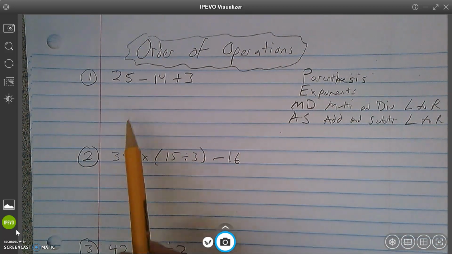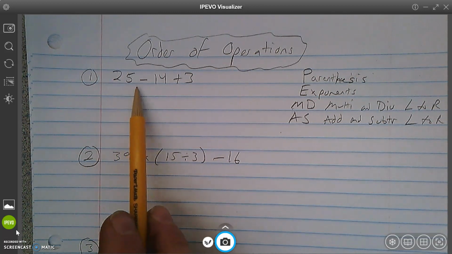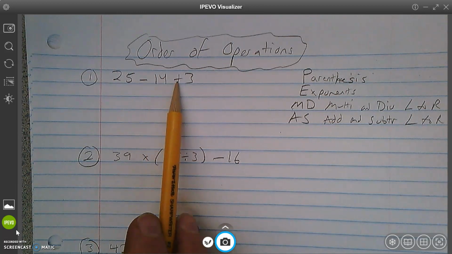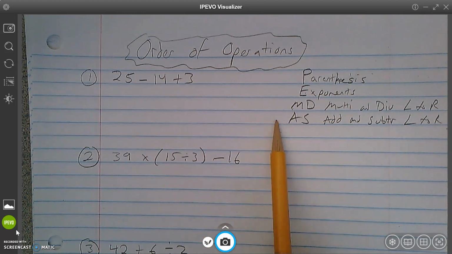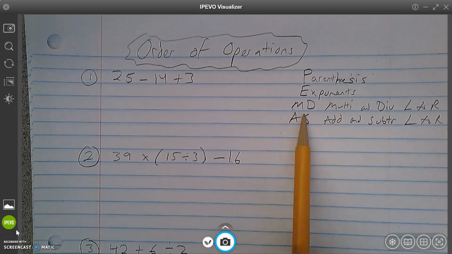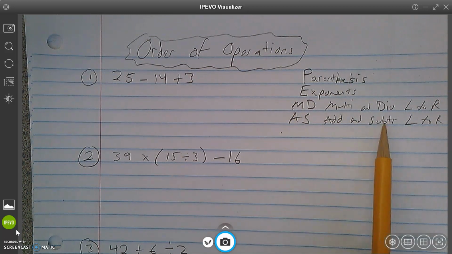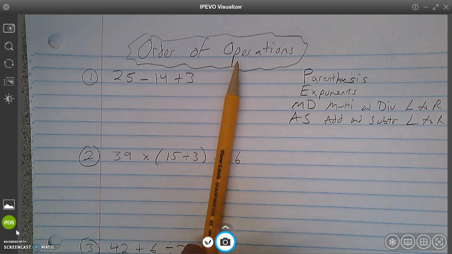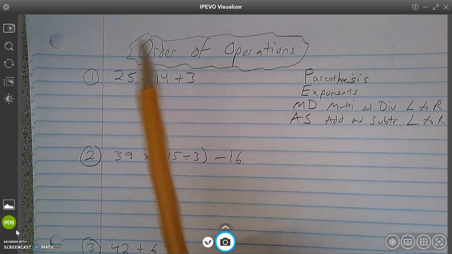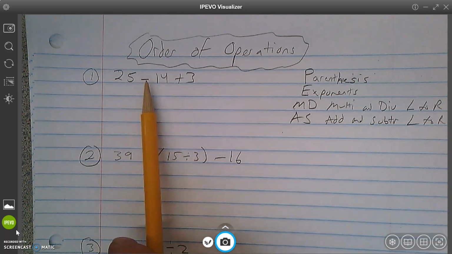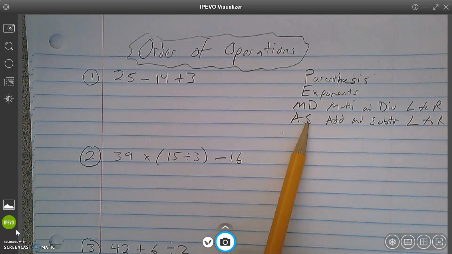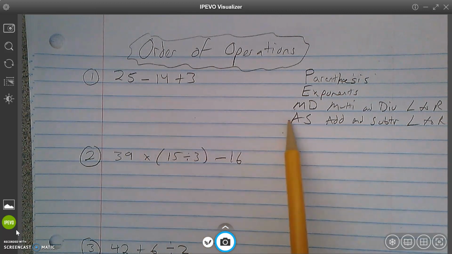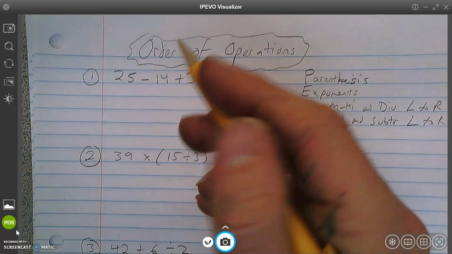All right, so let's see what we got for number 1. 25 minus 14 plus 3. Okay, so I see subtraction and addition. That means I'm hanging out right here, on this level of PEMDAS. I go addition and subtraction left to right. So I start here on the left and move to the right. Left to right. So that means I actually subtract first. Even though S is last, I'm actually going to subtract before I add because I'm going left to right, because I'm on this level right here.